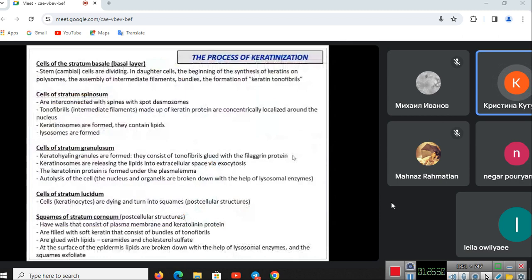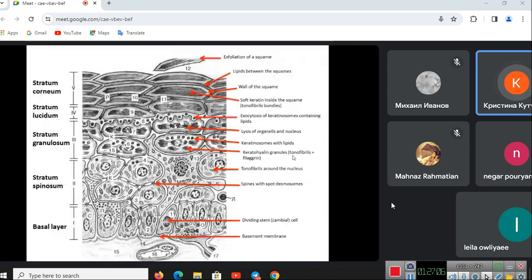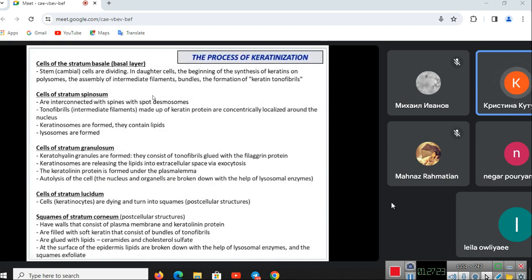Here, the process of keratinization is told in words, so you should read it yourself and try to imagine how it happens and try to learn it. And I will try to explain this using the picture. So, the function of this epithelium is to protect the skin with the help of the thick stratum corneum. It is really very thick.